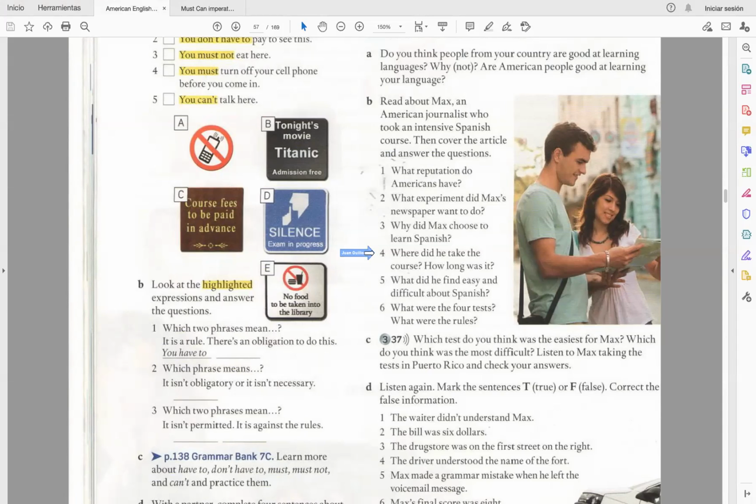Where did he take the course? How long was it? Max took a language course at a language school in Washington D.C. For one month. Okay, so he took a course in Washington D.C. for one month. Okay. Everybody agrees?